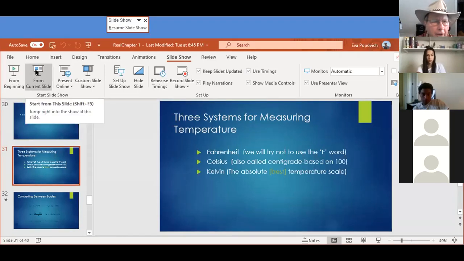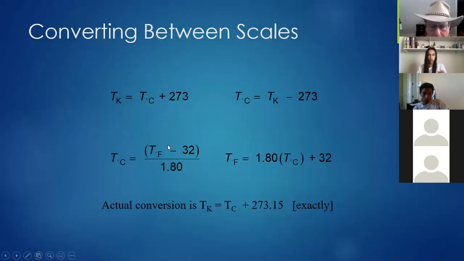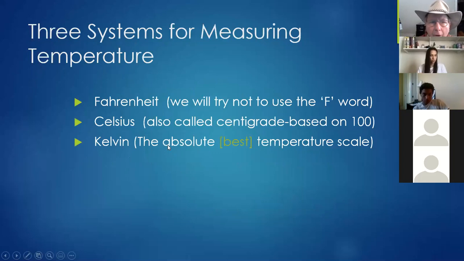Okay, now I've got to get in and show... Share screen. Are you seeing this? Are you seeing the slide now? Are you seeing the slide with temperature on it? Yes.